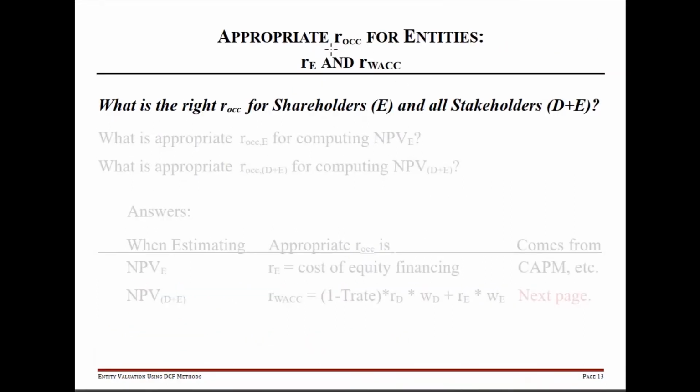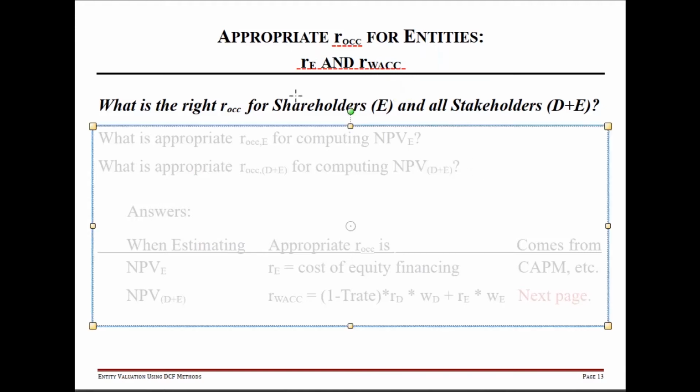Okay, so now what are the appropriate discount rates to use? For the NPV stuff, we've got what cash flows to use. Now we need to know what discount rates to use. And it turns out for owners it's going to be R_E, which we've already seen how to make from CAPM, and for everybody it's going to be what's called the weighted average cost of capital, R_WACC or just WACC. Okay, so let's go through this.